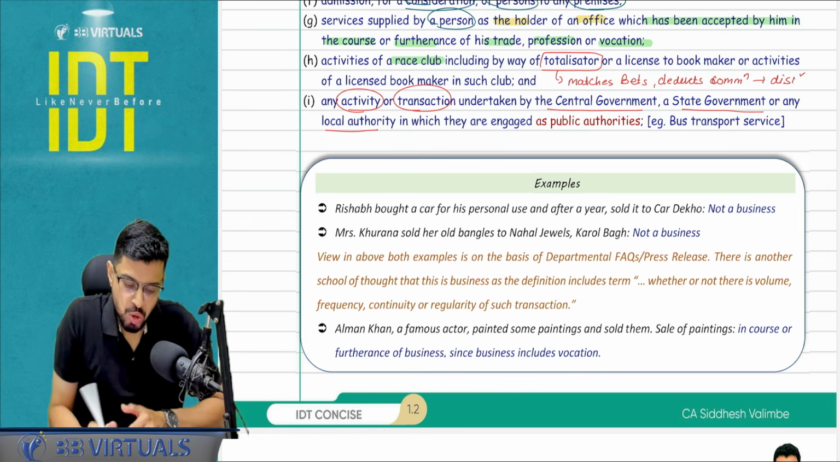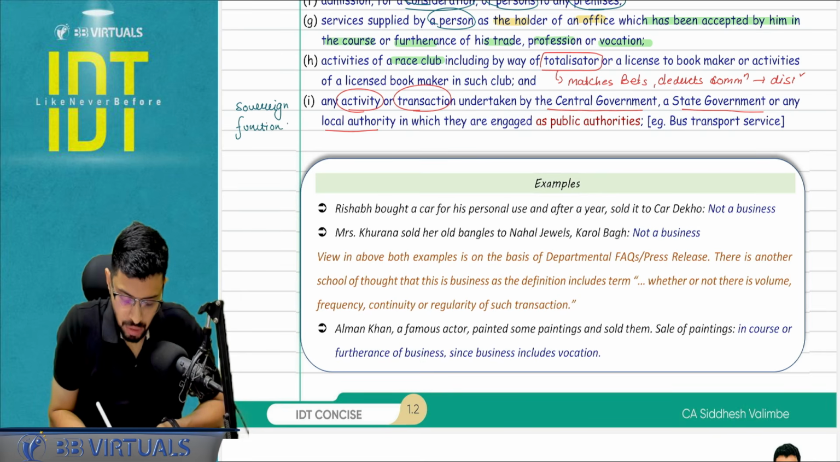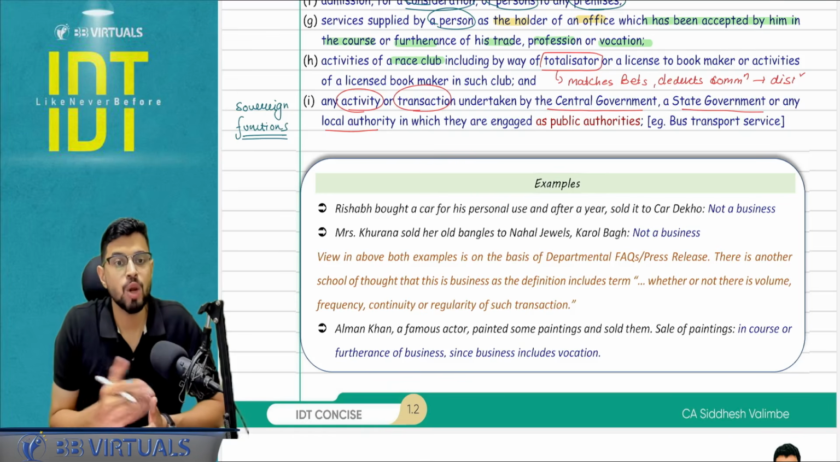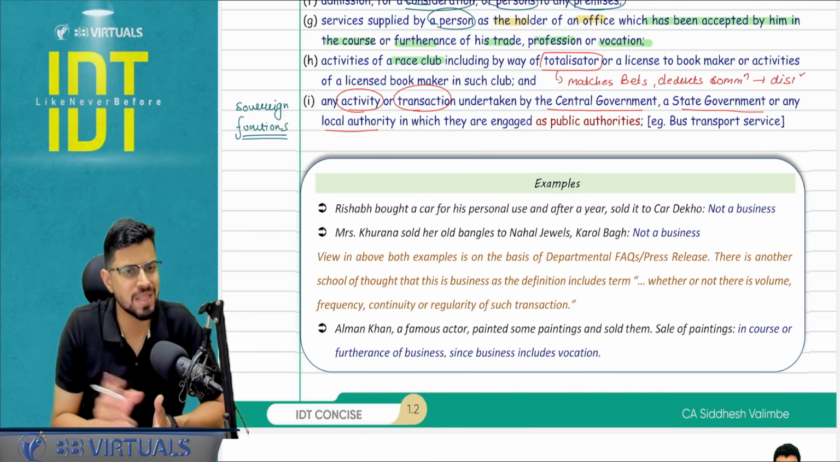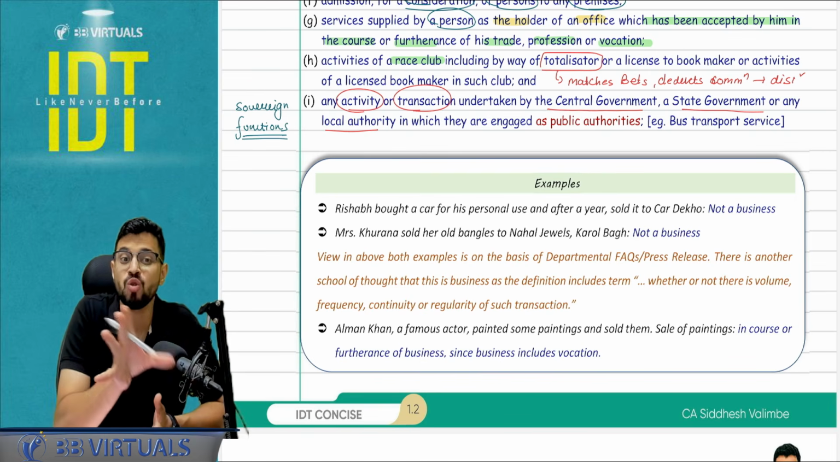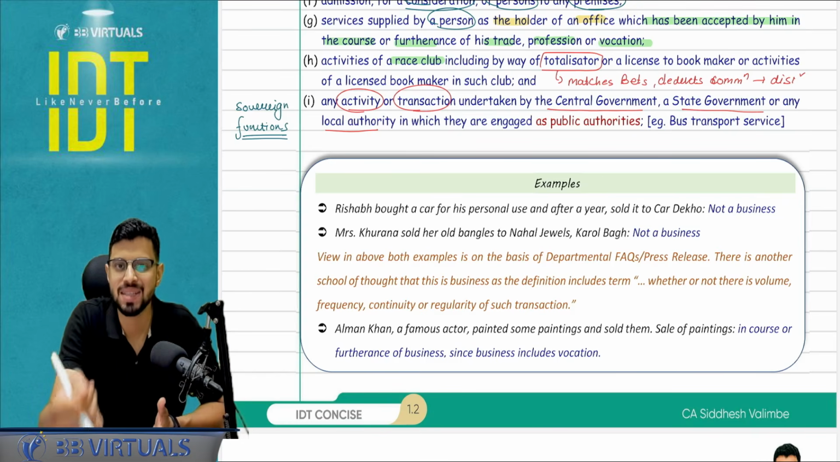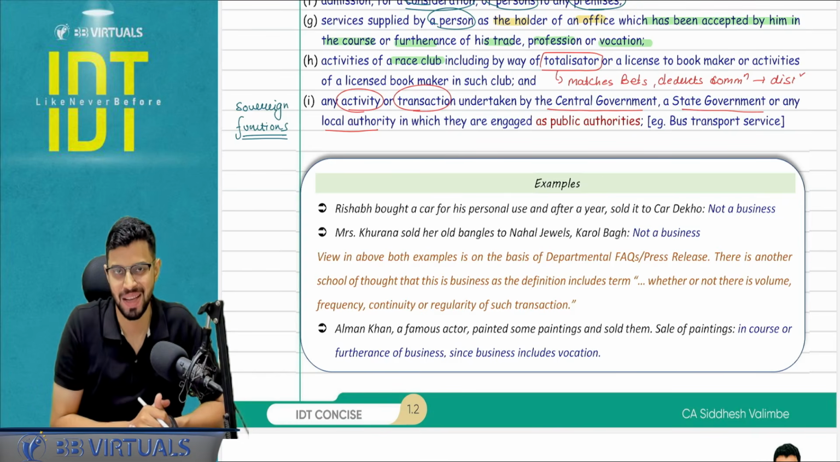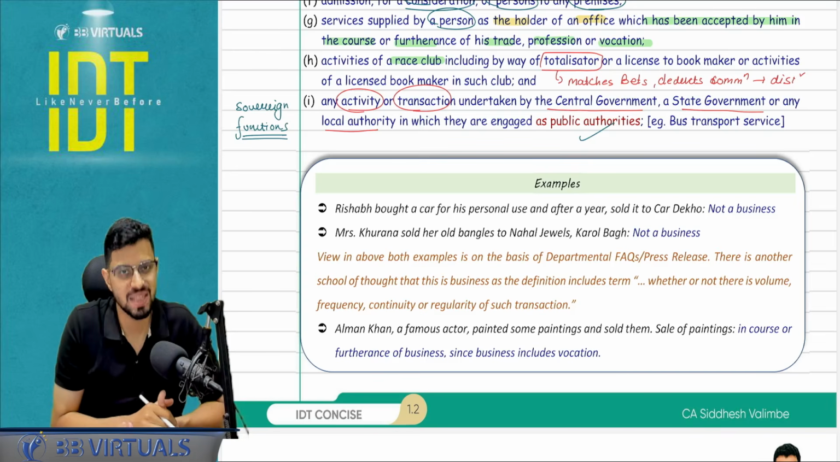Sir, what about sovereign functions? What are sovereign functions? For example, police service. The government is providing security to the people at large. Is it business? No. So those are known as sovereign functions, the constitutional functions of our country, the basic rights that they are giving to the citizens of India. Those are not business. But public authority functions are a part of business where they are earning money from us.